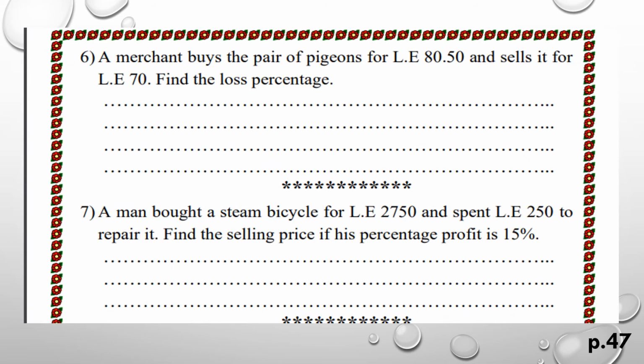Page 47, number 6. A merchant buys a pair of pigeons for LE 80.50. So this is the cost price. Buying price is the cost price, and sells it for LE 70. So this is the selling price. Find the loss percentage. Here we have our keyword, which is loss.